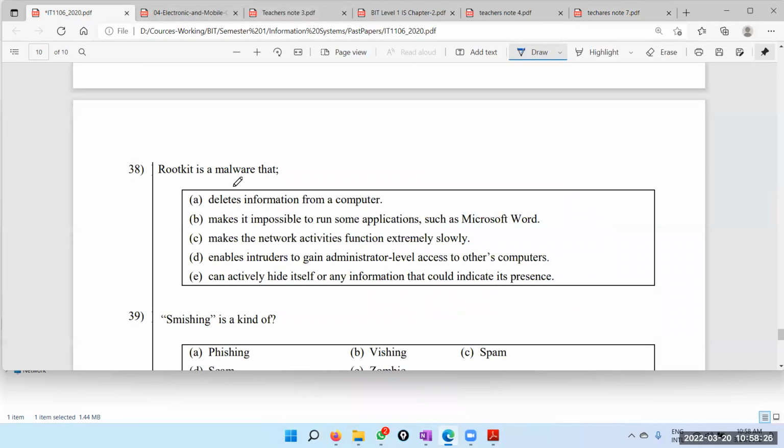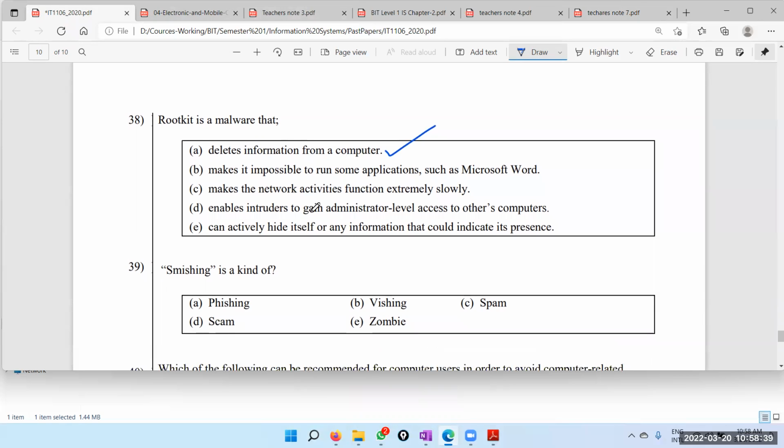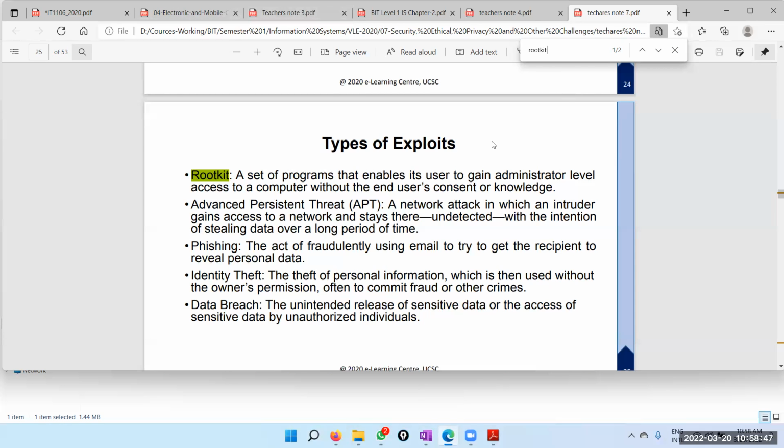Okay. So, rootkit is a malware that deletes information from a computer. That can be one of the purposes. We can't say that is always happening, but yes, maybe. Make it impossible to run some applications such as Microsoft Word. So that they can do, but I can't say that rootkit is only doing that. Mostly rootkits are getting administrative access. So therefore it can do anything.